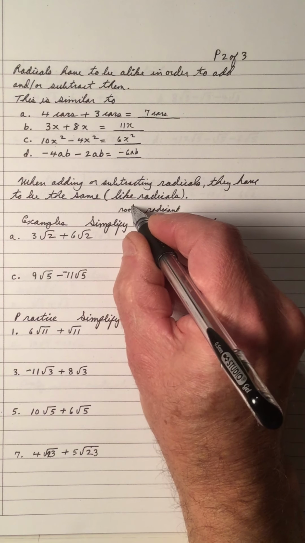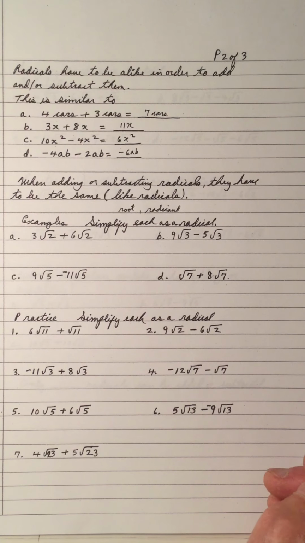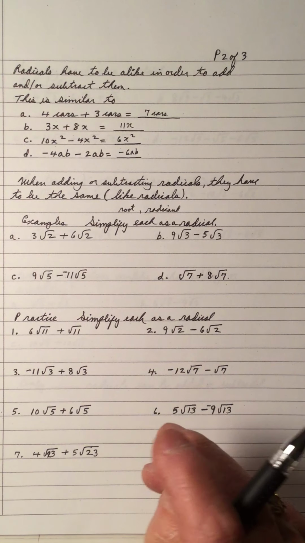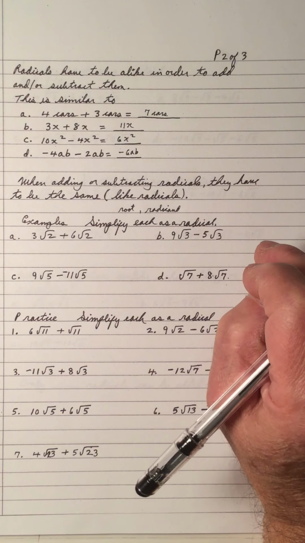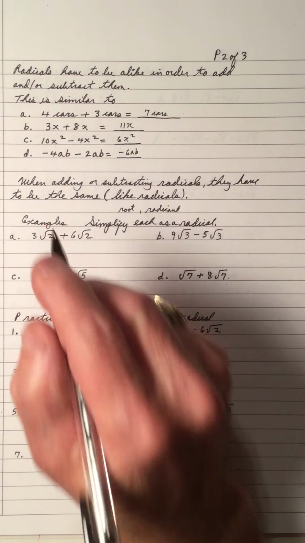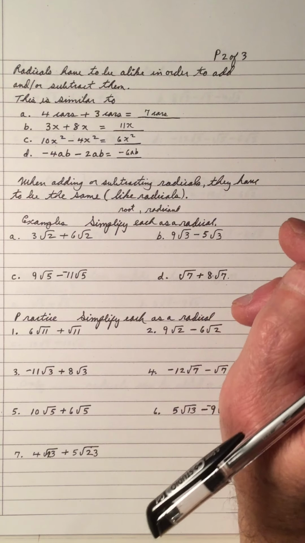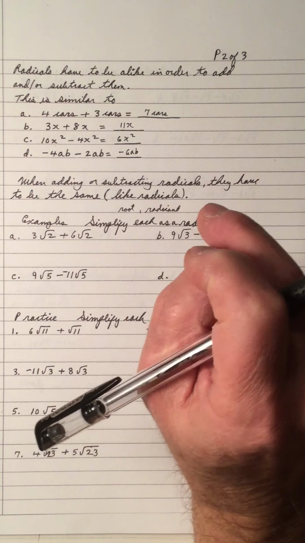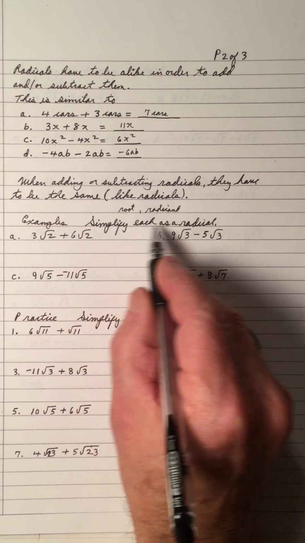The same root: square root of 2 is added to the square root of 2. The square root of 9 is added to the square root of 14. Square root of 9 is a 3, square root of 14 is not. They're not like, right, can't add them. So they have to have the same root and the same radicand. So let's simplify these.